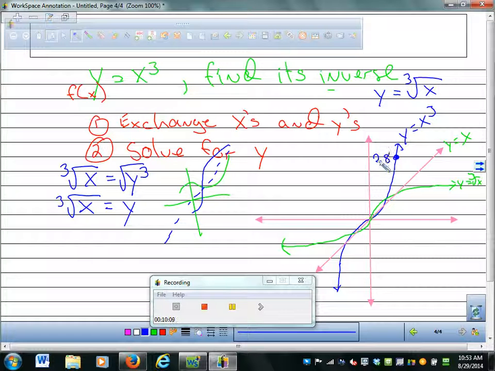The other thing that's true: if the point 2, 8 is on this curve, what's going to be on this curve? 8, comma 2, right? If the point 1, 1 is on this curve, what's on the other one? 1, 1. So they both go through 1, 1, and both go through negative 1, negative 1. If the point is negative 27, what's the cube root of negative 27? Negative 3. So what point would have to be on this curve?